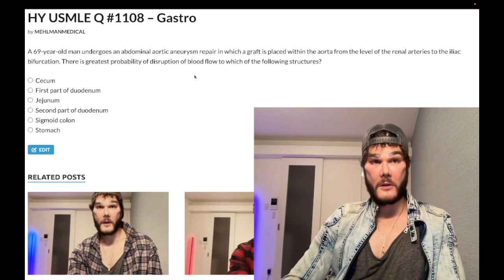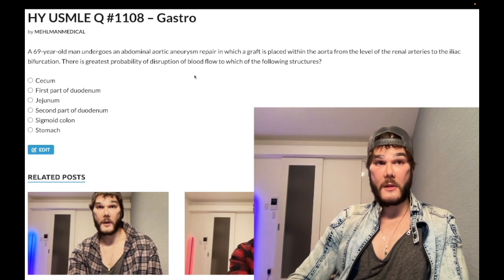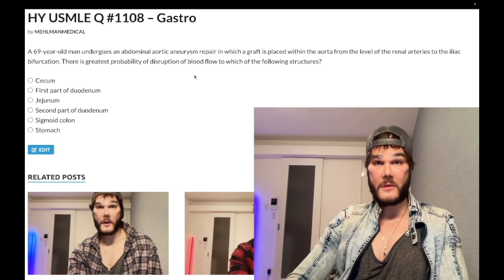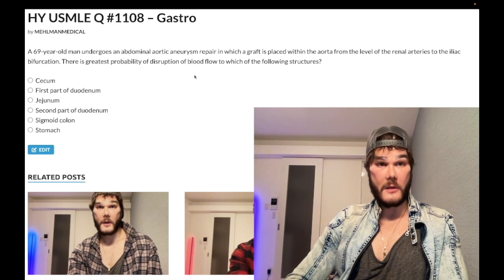Choice B, first part of duodenum, wrong answer. That's foregut, as I just mentioned. So that's going to be celiac trunk. So that would be T12. Choice C, jejunum, wrong answer. Midgut. Okay, so that's SMA. That would be L1, as we mentioned. Choice D, second part of duodenum, wrong answer. That's also midgut, as we talked about, which would be the SMA. That's going to be L1.